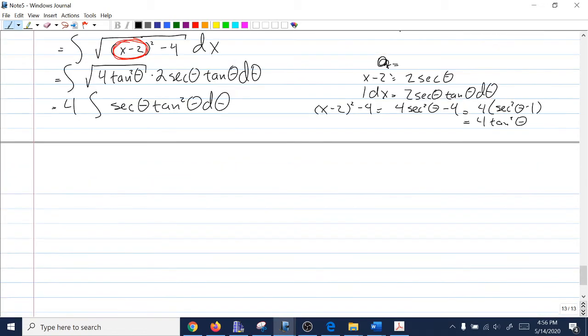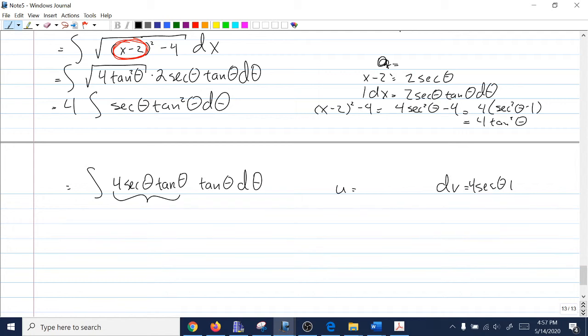You start with parts. I'm going to push the 4 inside the integral. This is 4 secant theta tangent theta. I'm grouping them together because that's something I know how to integrate. That's going to be my dv for the parts. So tangent theta is the other part. I'm asking what's u and dv. dv needs to be something I can integrate. The thing there I can integrate is 4 secant theta tangent theta.